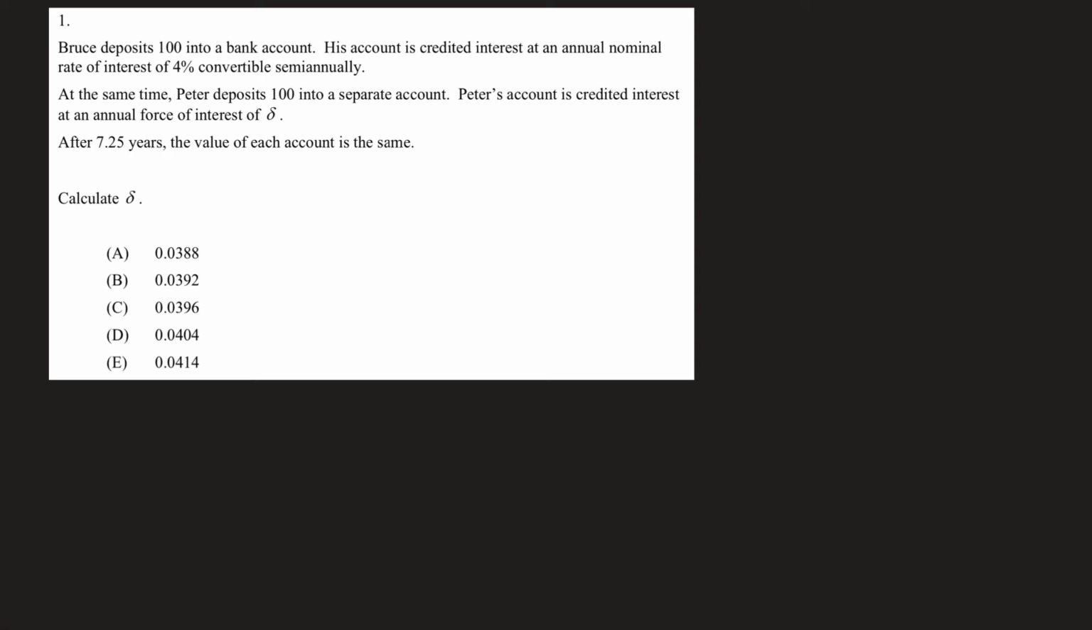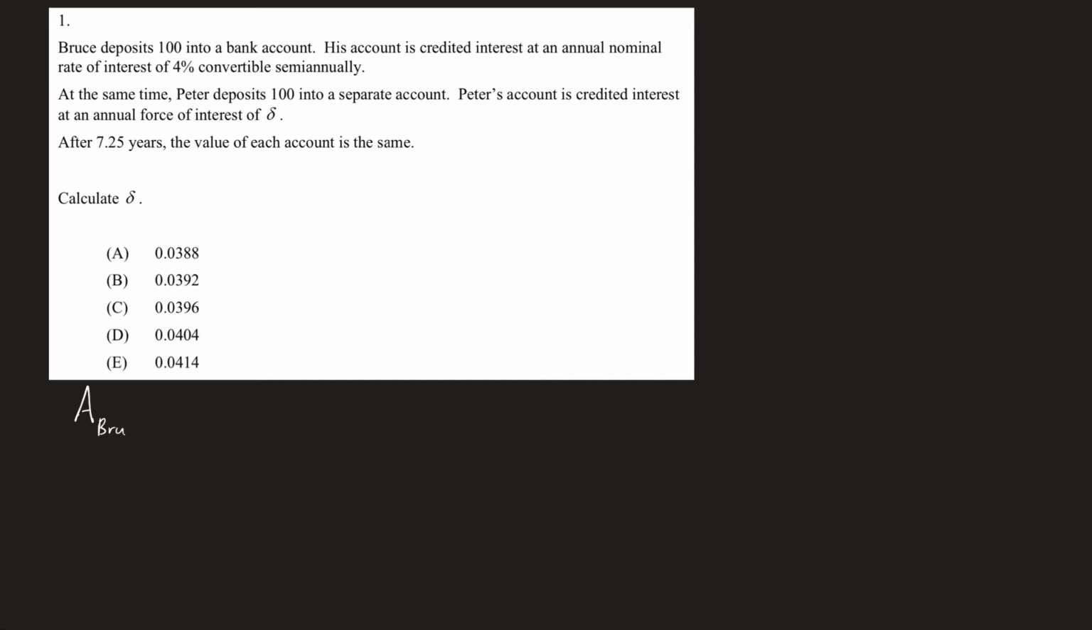At the same time, Peter deposits $100 into a separate account. Peter's account is credited interest at an annual force of interest of delta. After 7.25 years, the value of each account is the same. Calculate delta. Well, first I'm going to start off by writing the amount functions.